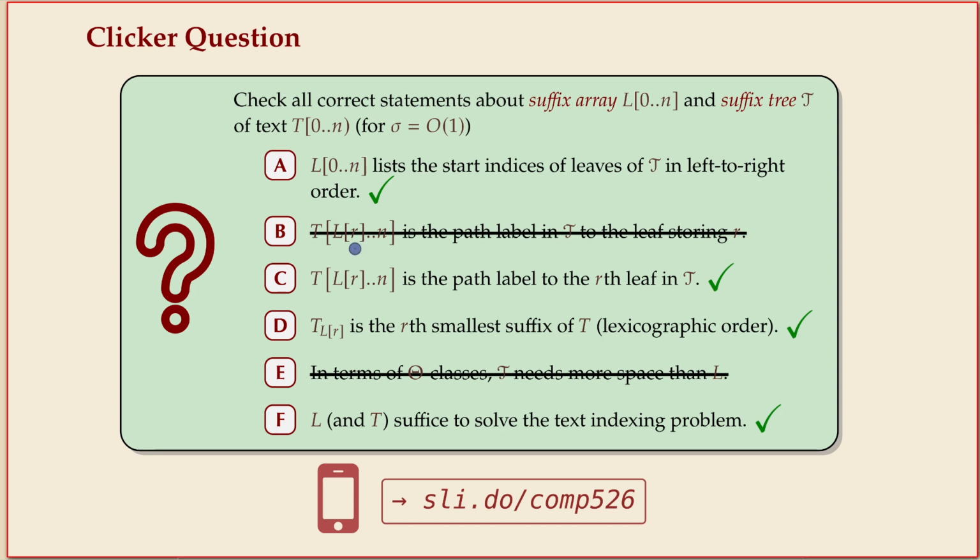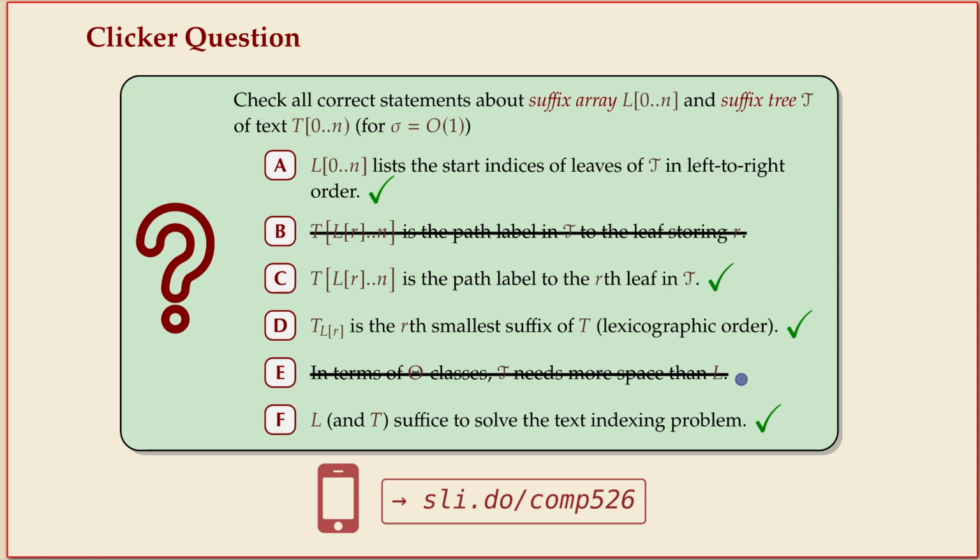The path label here, it's not the leaf storing R, but it's the rth smallest leaf, in lexicographic order. So it's kind of the other way around, and this one is the right answer. Another way to say that same thing is if you take the suffix that starts at position L of R, then that's the rth smallest among those. The last is maybe a bit surprising, but I think I've said it quite explicitly.